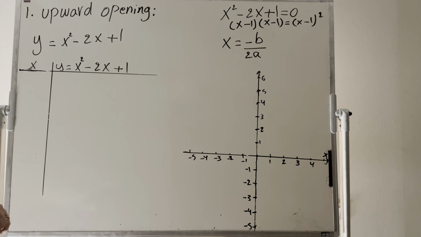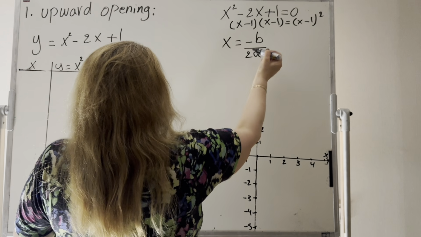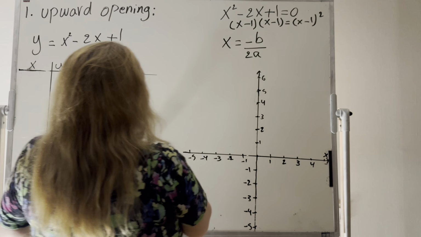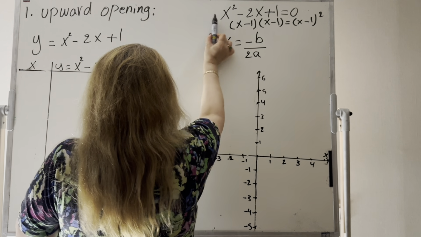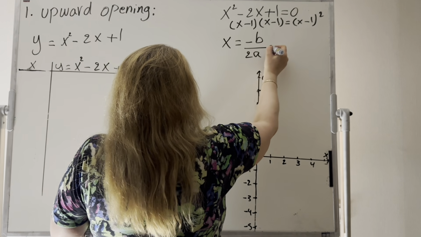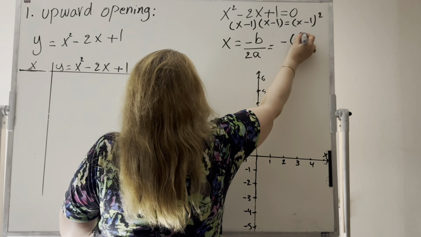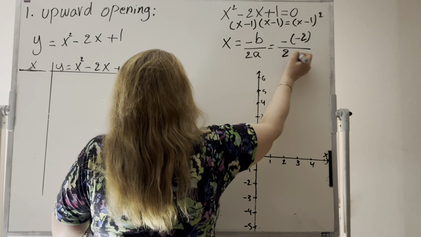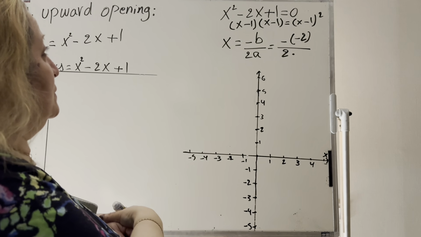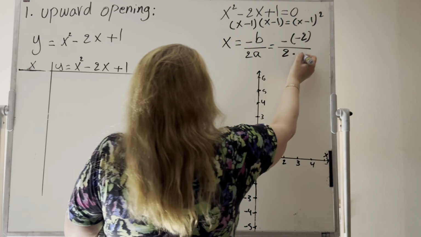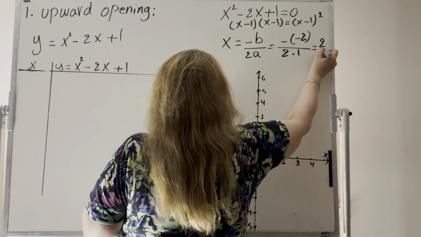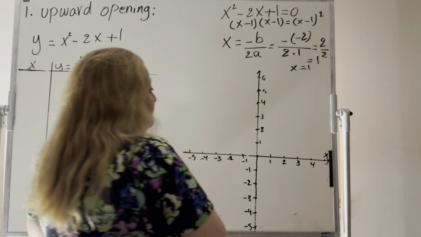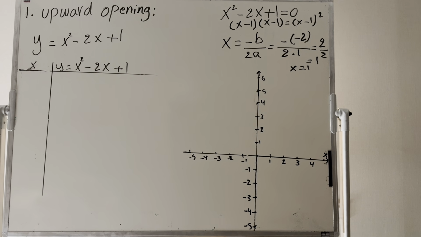To get the vertex, first I know x equals minus b over 2a. Here b is minus 2, so minus b is 2, and 2a is 2 times the coefficient of x squared, which is 1, so 2 times 1. That equals 2 divided by 2, equal to 1. So x equals 1.